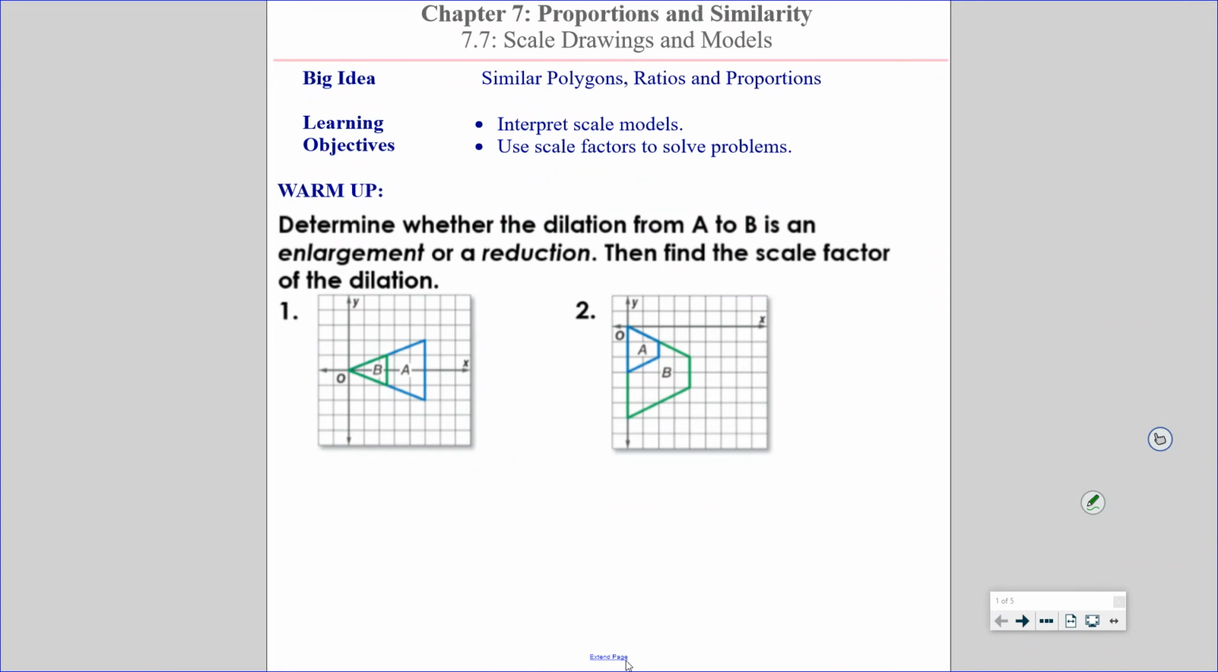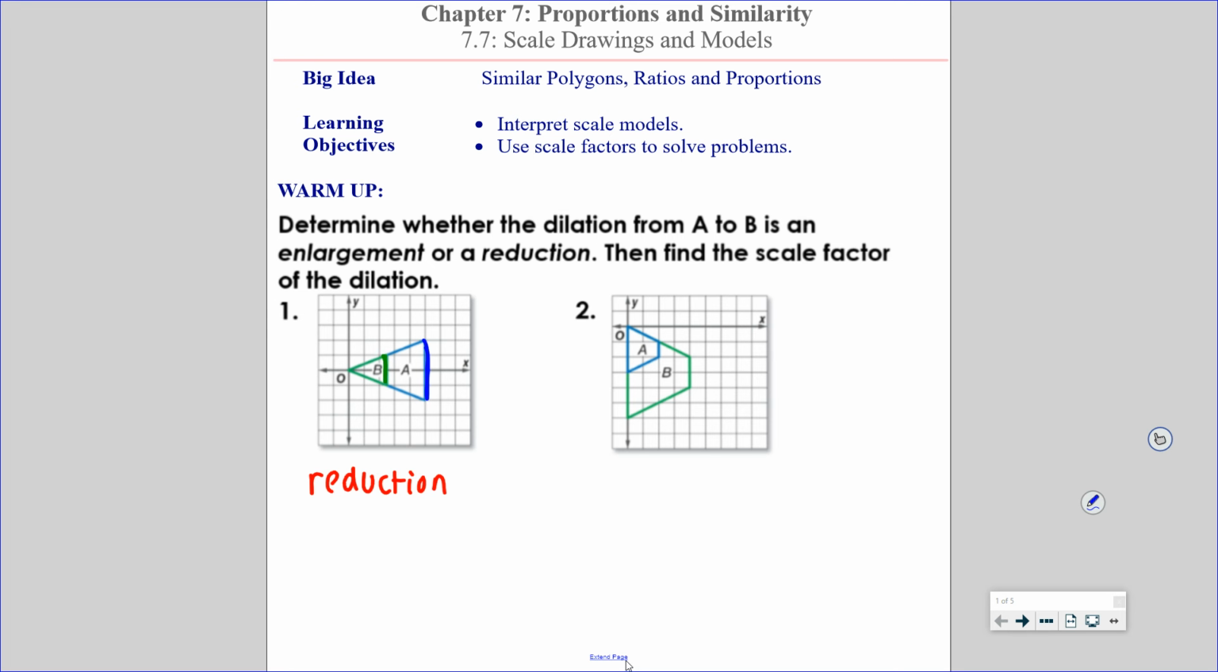Okay, as a warm-up, as a review from Tuesday's lesson, determine whether the dilation from A to B is an enlargement or a reduction. Then find the scale factor of the dilation. What do we think for number 1, reduction or enlargement? Reduction is correct. A is my original. B is my image after the dilation.